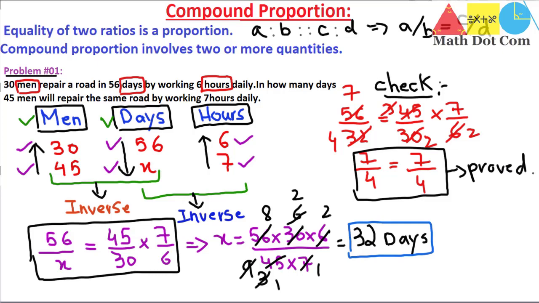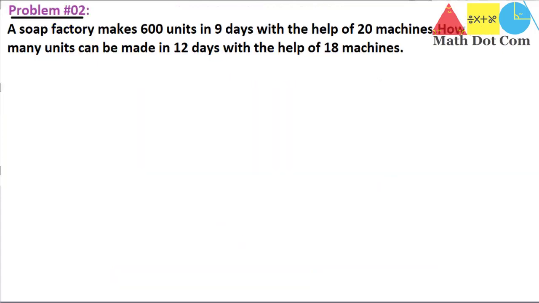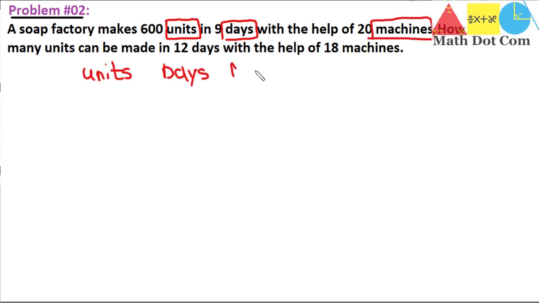Let's have one more problem so you can have expertise on it. So the next problem is: a soap factory makes 600 units in 9 days with the help of 20 machines. How many units can be made in 12 days with the help of 18 machines? Let's see the quantities that are given in the question. One is the units, other is the days, and the third one is the machines. So I have to write days and machines.